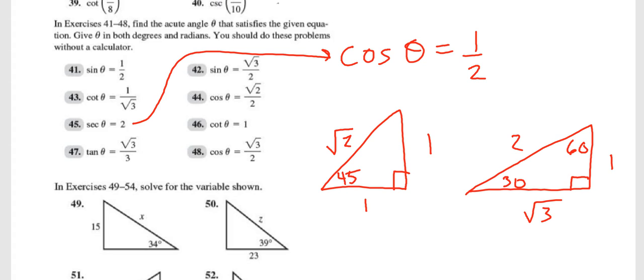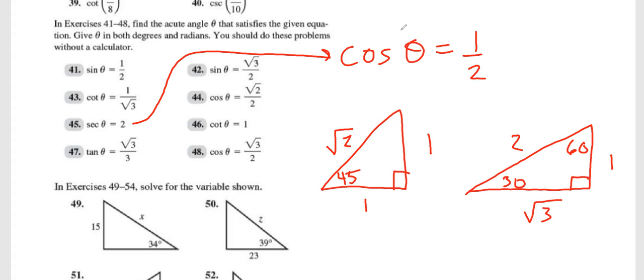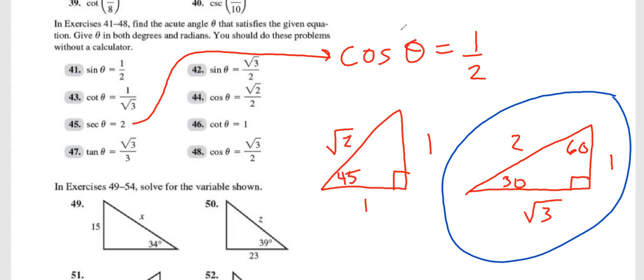Opposite. All right, which triangle did you decide is the winner? Which triangle is the one I need? Okay, folks, which triangle? The only triangle that has 1s and 2s in it is that one right there. The other one has 1s and radical 2s. That's not what I want.